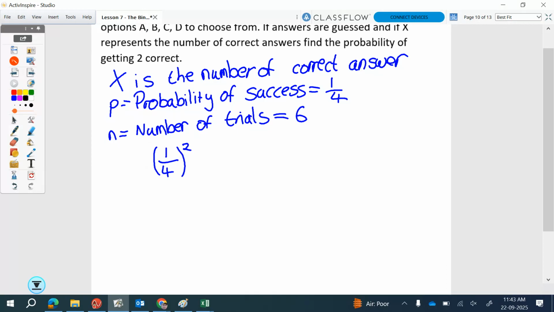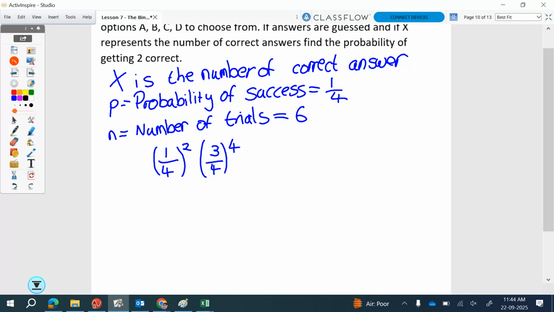What do I have to do with the other 4 questions? Do I have to get them right or wrong? Wrong. If we read the question, to get the probability of getting 2 correct means I get 2 correct and 4 incorrect. What's the probability of getting a question incorrect? 3/4. So this is going to be 3 over 4. How many times do I have to be wrong? 4. Is this the probability that we're after, getting 2 correct and 4 wrong?